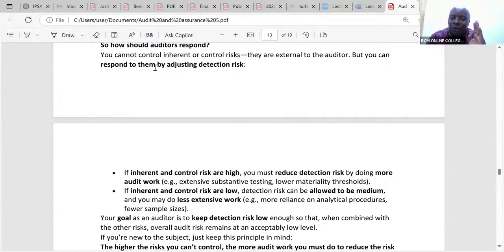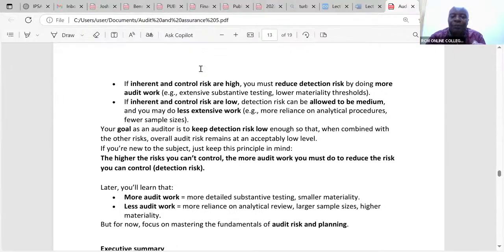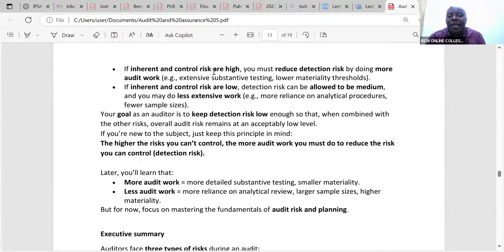As an auditor, you cannot control inherent or control risks because they are external to you. You're not the one charged with the responsibility of putting in controls of a company, and the nature of a business that investors get into is their business. You've got no control over that. But you can respond to them by adjusting detection risk. If inherent and control risk are high, you must reduce detection risk by doing more audit work.